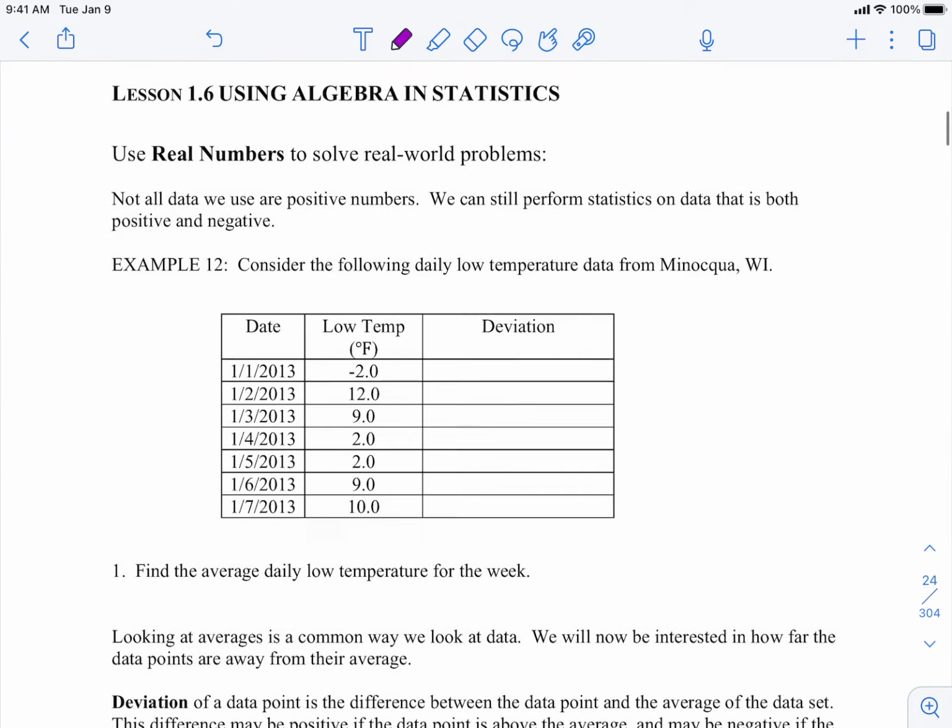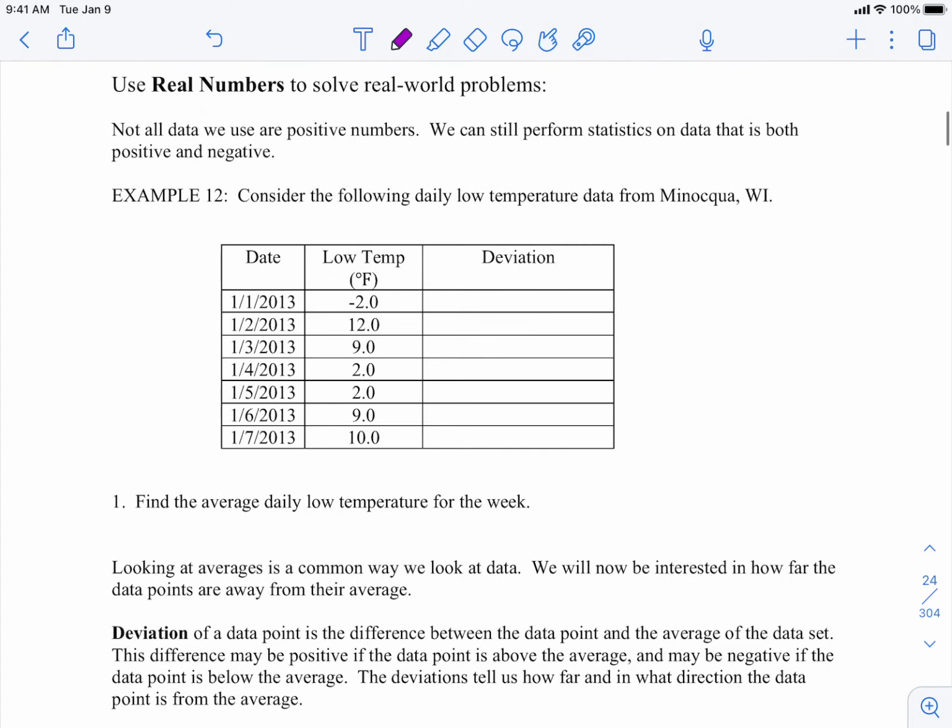Okay. Moving on, we're going to use real numbers to solve real world problems. So it says not all data we use are positive numbers. We can still perform statistics on data that is both positive and negative. So we want to consider the following daily low temperature data from Minocqua, Wisconsin. So we want to find the average daily low temperature for the week. So if we want to find the average, we can add all of these up and then divide by the total number. So I'm going to add all of these up.